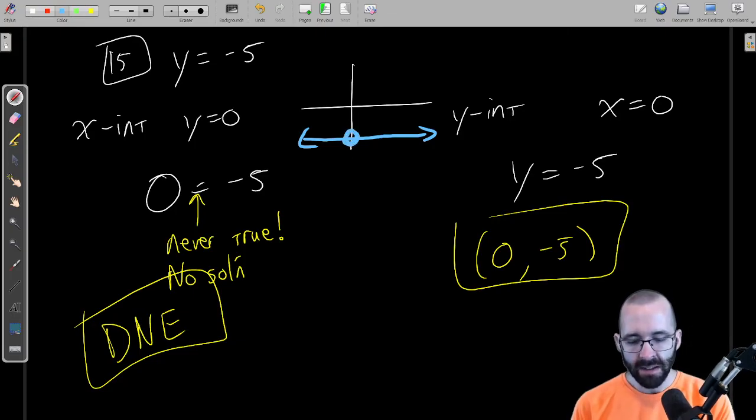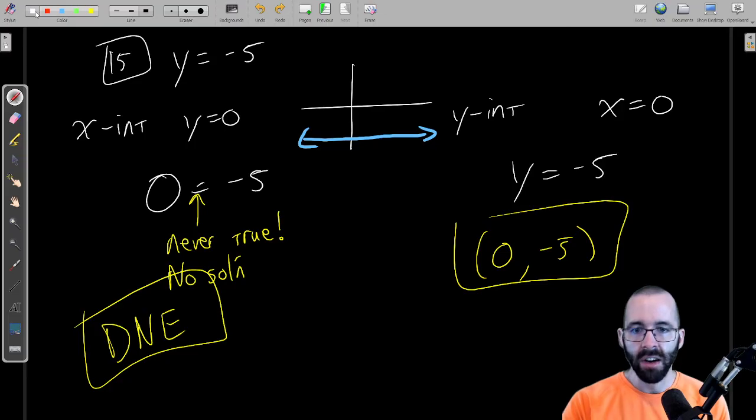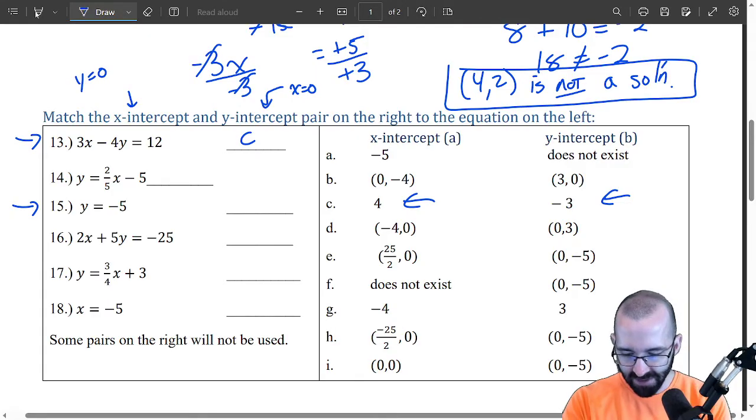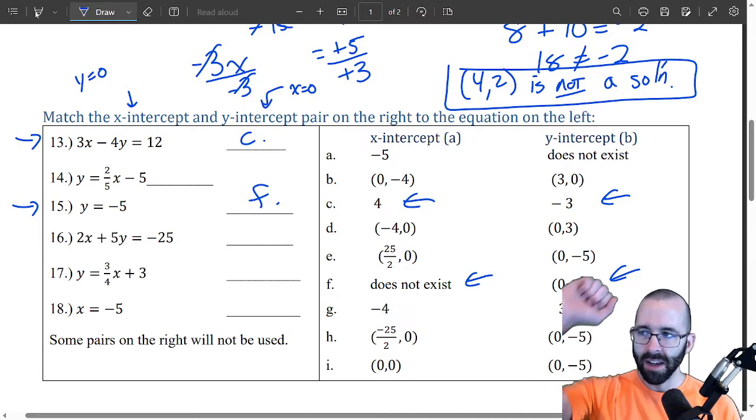Where does it cross the y-axis? Right down here, when y is negative 5. Okay, so x-intercept does not exist, and negative 5 are our answers here. If I can find my sheet. Does not exist is right here. And negative 5, it matches, and that's letter F. Hooray.